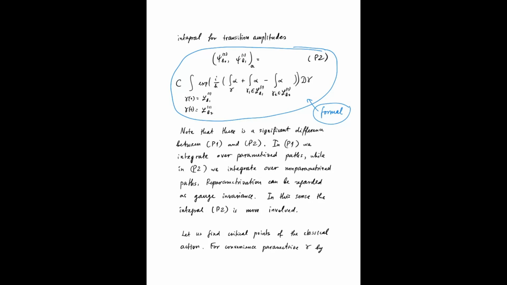There is one big difference between this integral and the integral with the non-zero Hamiltonian, because here we integrate over non-parameterized paths. This reparameterization can be regarded as gauge invariance, and in this sense this integral is like a mini gauge theory, so it's a bit more involved.